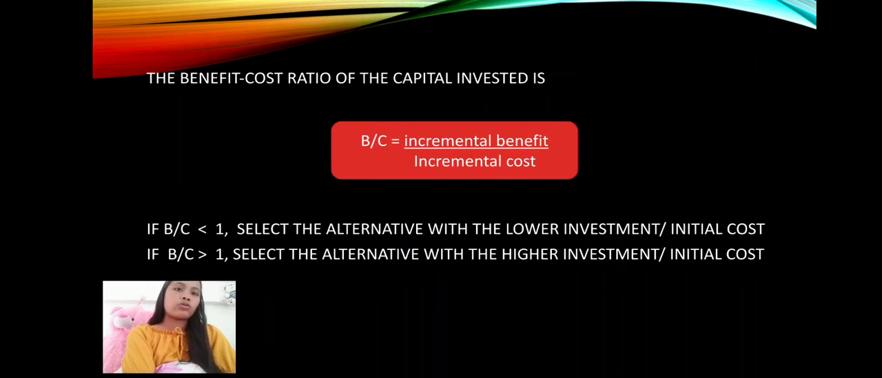The benefit cost ratio of the capital invested is BC is equals to incremental benefit over incremental cost. If BC is less than 1, select the alternative with a lower initial investment cost. And if BC is greater than 1, select the alternative with a higher initial investment cost.